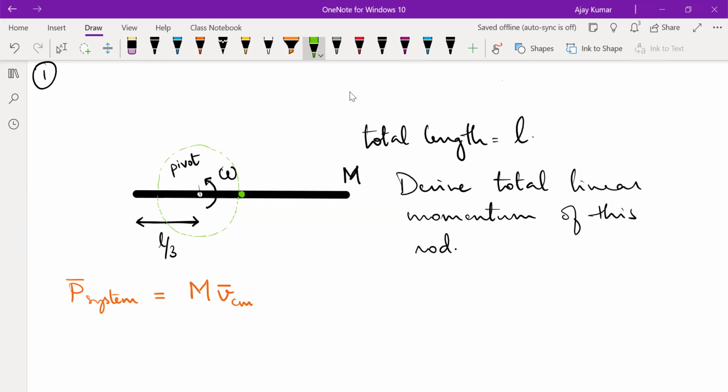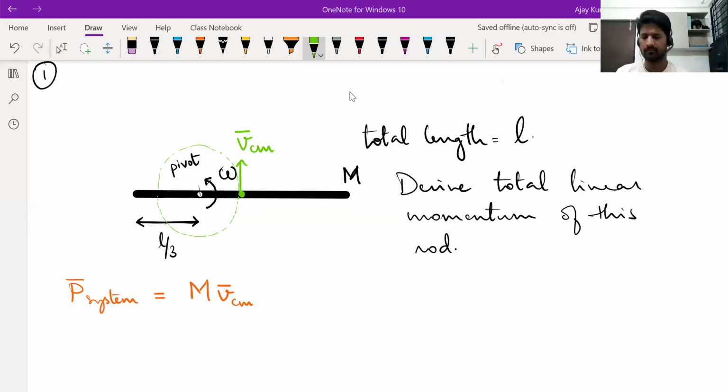Okay, we need to derive an expression for the velocity of this green dot. That is the velocity of the center of mass. Aishwarya, tell me, in circular motion, how do we express speed in terms of omega? Sir, V is equal to R omega. Correct, where R is the radius in which that particle is moving. So this distance is what we need to find out now. Once you know that, you can write VCM is equal to R omega.